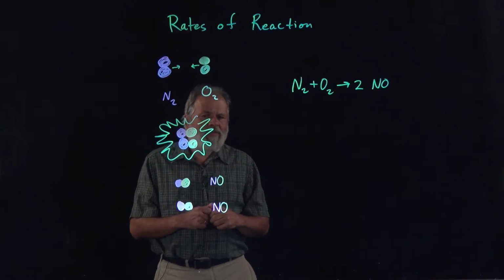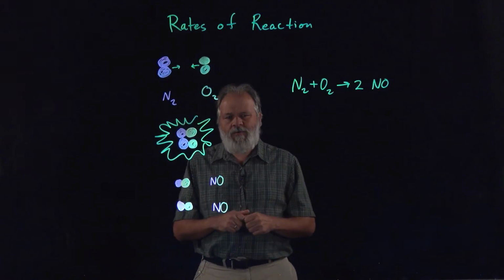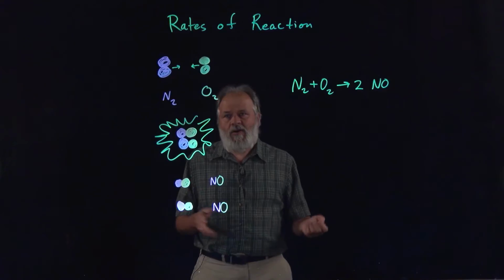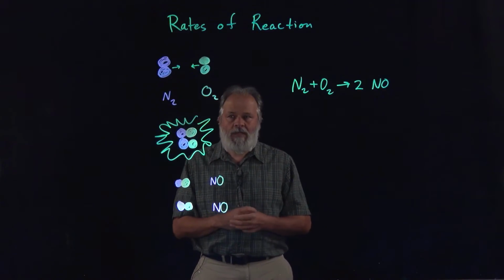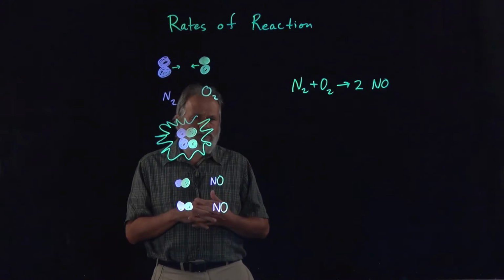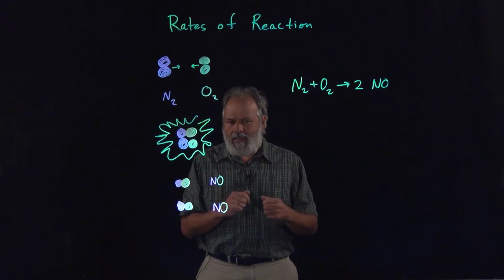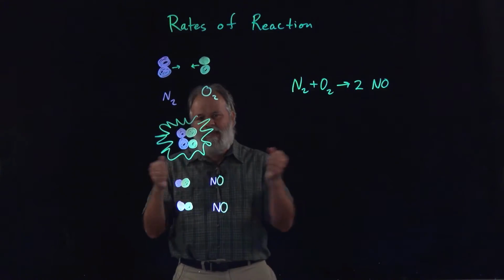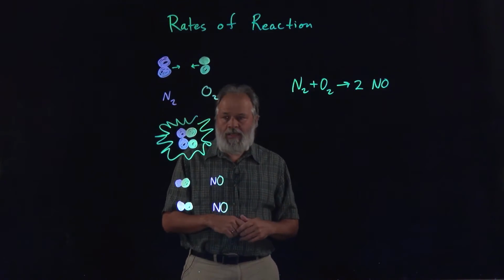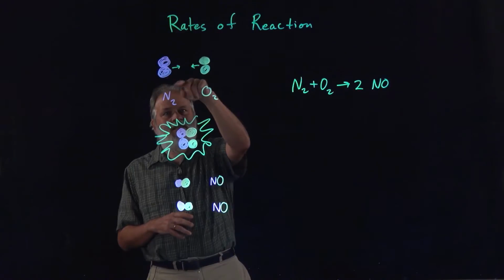This video will be about rates of chemical reactions. First of all, let's talk about an example, and that will be a nitrogen molecule, N2, and an O2 molecule. The only way that you can get a chemical reaction between these two is if they actually collide together. And so that's what this process is depicting.